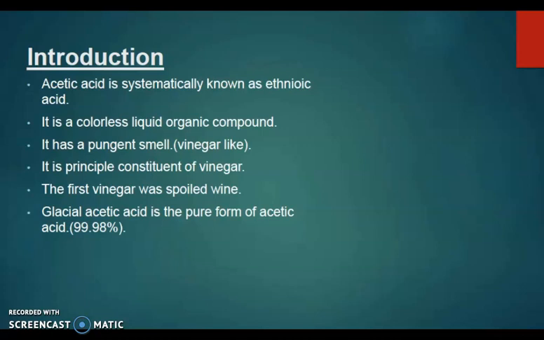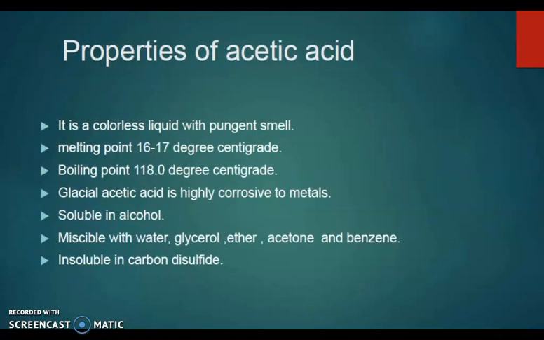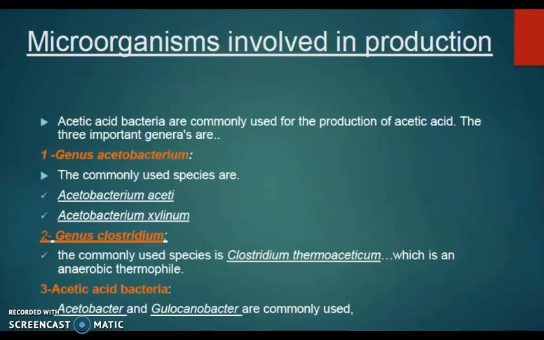The first vinegar was spoiled wine. Glacial acetic acid is the purest form of acetic acid. Its melting point is between 60 to 70 degrees centigrade and boiling point is 118 degrees centigrade. Glacial acetic acid is highly corrosive to metals and soluble in alcohol. It is miscible with water, glycerol, ether, acetone and benzene and insoluble in carbon disulfide.